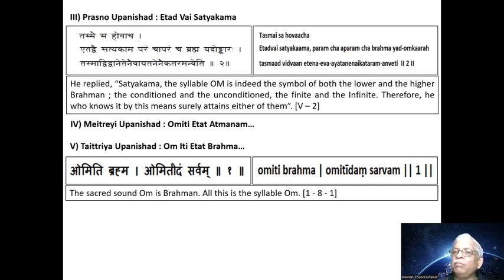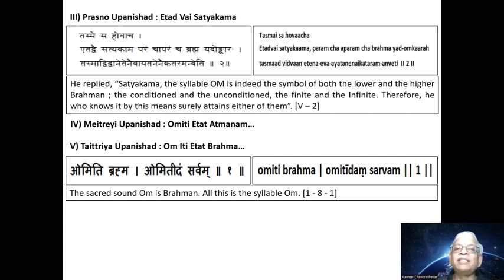The syllable Om is the symbol of the lower and the higher Brahman. I will explain this to you; I have some notes on this at the end of the verses. So Om represents both the Paraprakriti and the Aparaprakriti, the conditioned and the unconditioned, the finite and the infinite. Therefore, anybody who knows this Om will know the entire creation. What a powerful statement it is. Can you see the power behind Om?